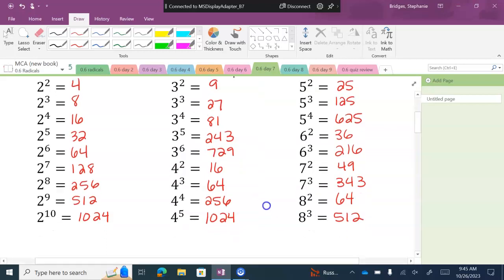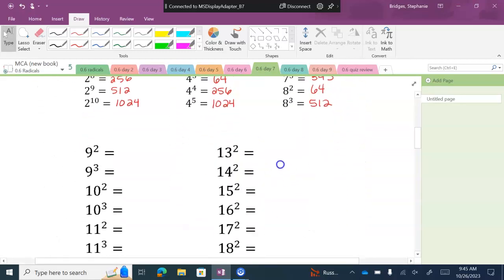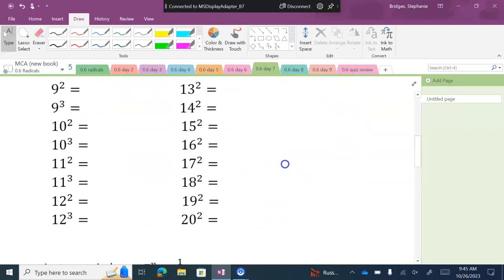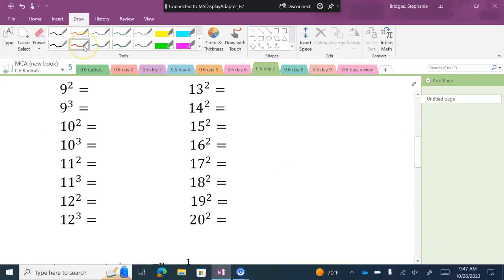All right, just a few more common powers. These are just some larger numbers being squared and cubed. So let's see, 9 squared is 81. 9 to the third is 729. 10s are real easy. All you have to do is put a 1 and then whatever the exponent is, that's how many zeros you put.